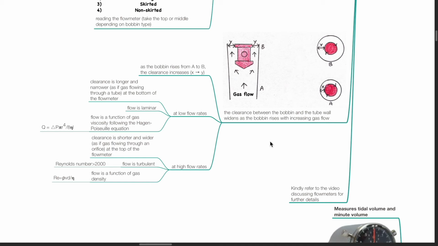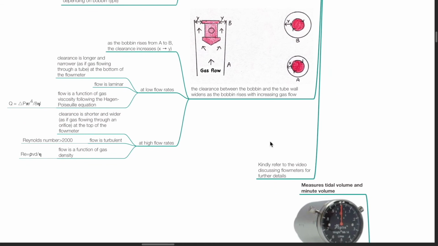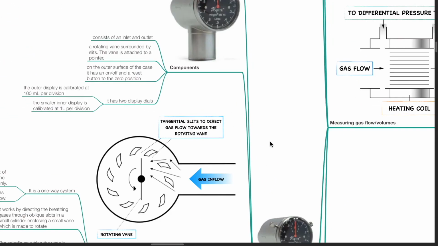At low flow rates, clearance is longer and narrower, as if gas is flowing through a tube. At the bottom of the flow meter, flow is laminar, and flow is a function of gas viscosity following the Hagen-Poiseuille equation. At high flow rates, clearance is shorter and wider, as if gas is flowing through an orifice. At the top of the flow meter, flow is turbulent, and flow is a function of gas density. Reynolds number exceeds 2000. Kindly refer to the video discussing flow meters for further details.